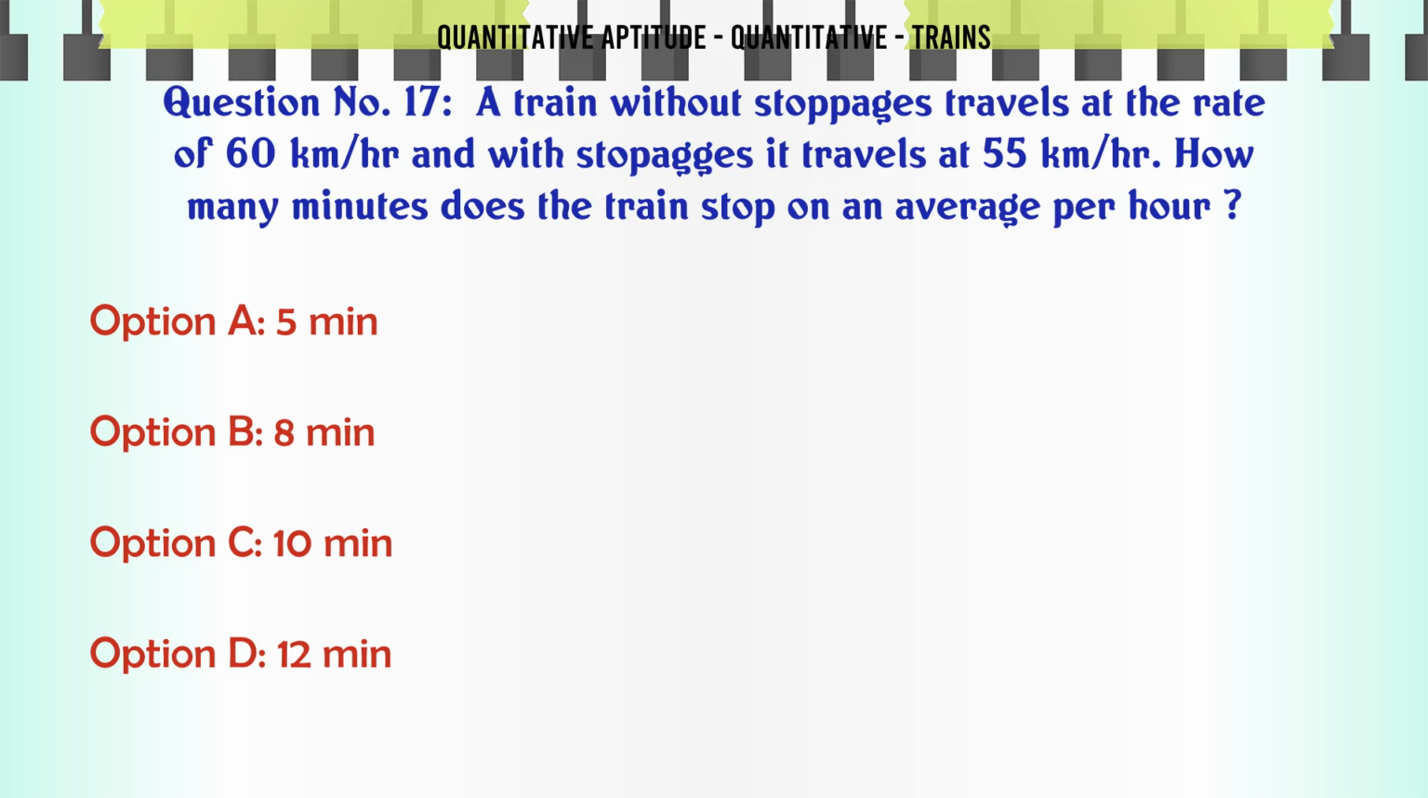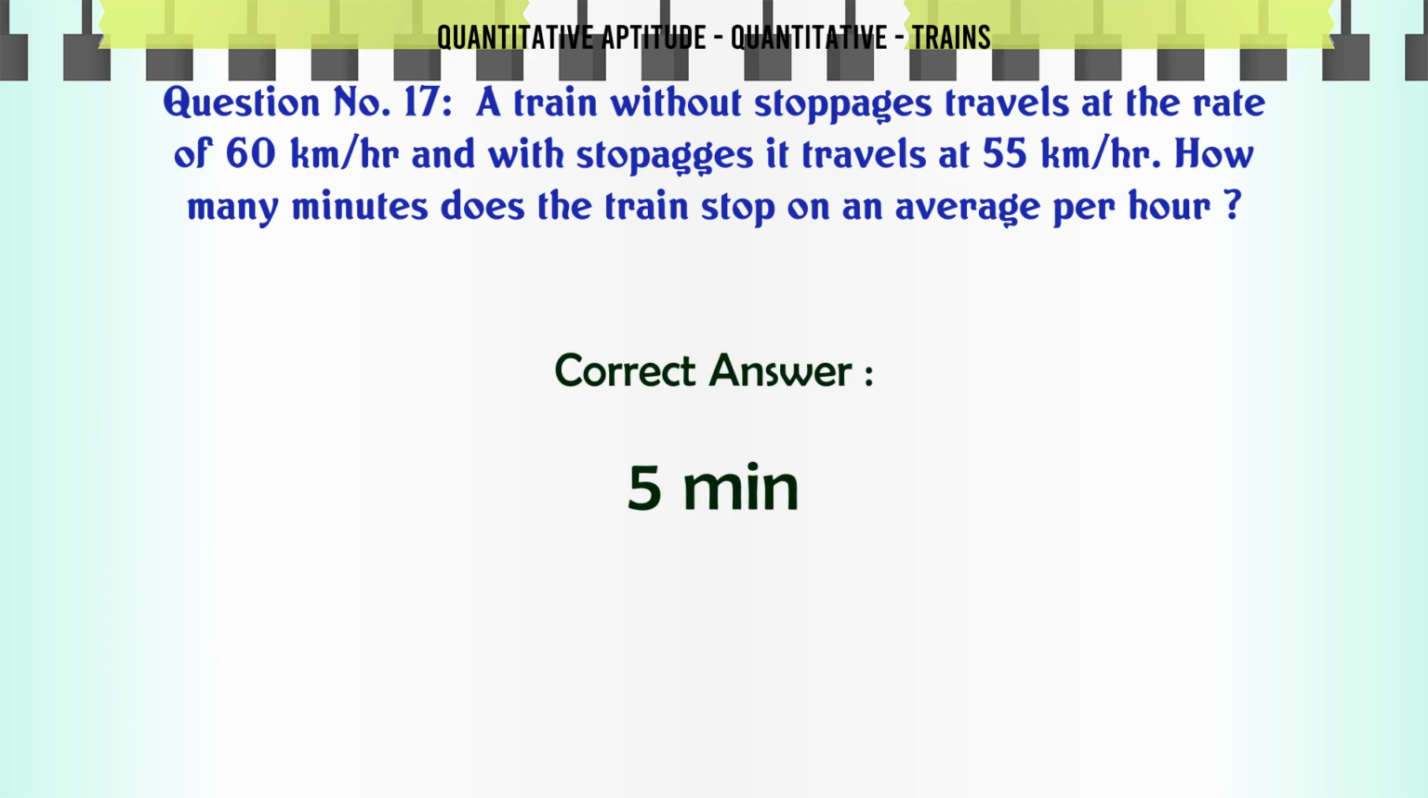A train without stoppages travels at the rate of 60 km/h and with stoppages it travels at 55 km/h. How many minutes does the train stop on an average per hour? A 5 min, B 8 min, C 10 min, D 12 min. The correct answer is 5 min.